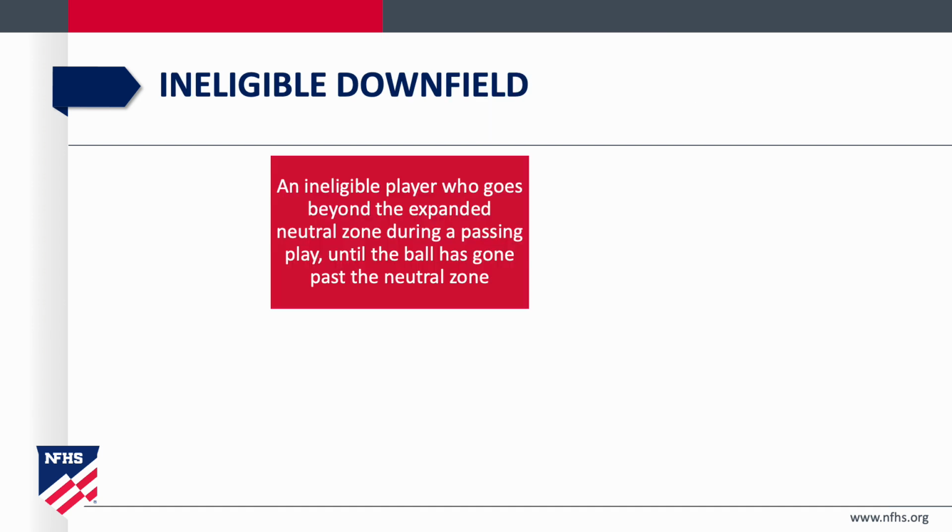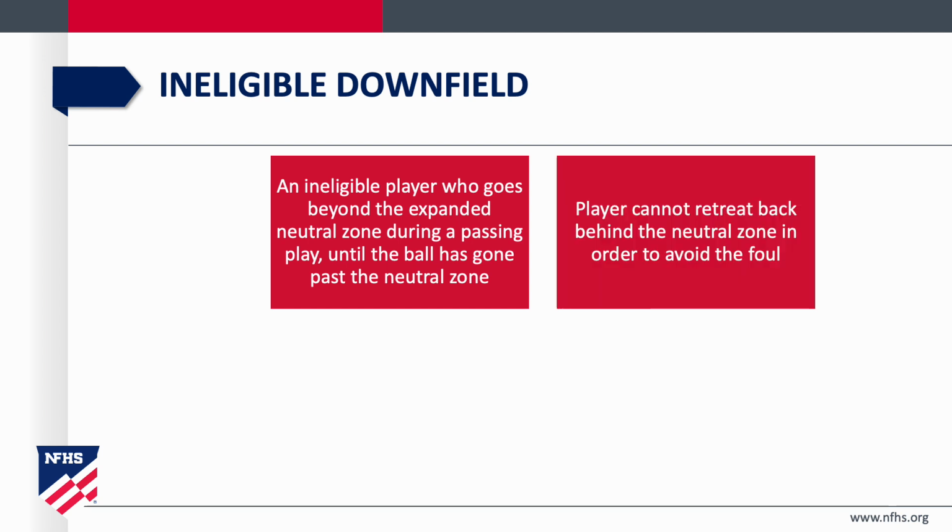Ineligible players must remain near their line of scrimmage during passing plays. An ineligible player who goes beyond the expanded neutral zone has committed an ineligible downfield foul. The expanded neutral zone is an area 2 yards behind the defensive line of scrimmage, so pass blockers can block a defender backwards, but no further than 2 yards. If an ineligible player goes beyond the neutral zone, he can't come back and be safe. Once he has gone past the expanded neutral zone, he's committed the foul.